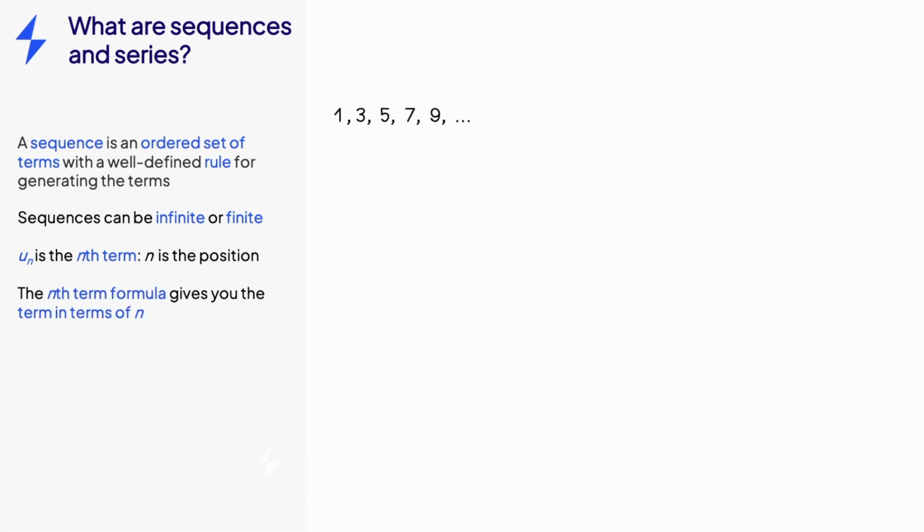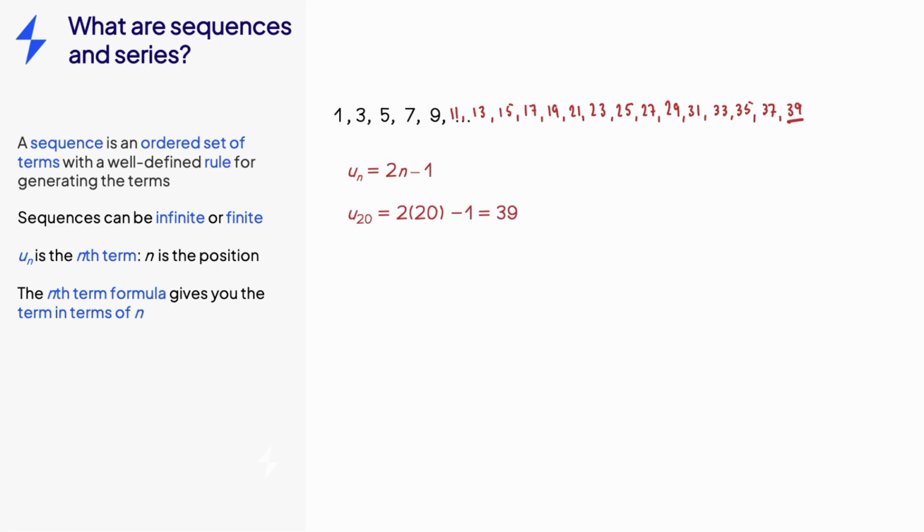The nth term formula gives you the term in terms of n. In other words, you can get to any term in the sequence only by knowing its position in the sequence. So for example, here the nth term formula is 2n minus 1. And the advantage of this is if we wanted, say, the 20th term, we could write out all the terms until we get to the 20th term, but that's quite time consuming. Instead, we can just substitute n is 20 into the nth term formula and it gives us the 20th term directly. And obviously, if you wanted to find the 100th term or the 2353rd term, you can see how this becomes more and more useful.